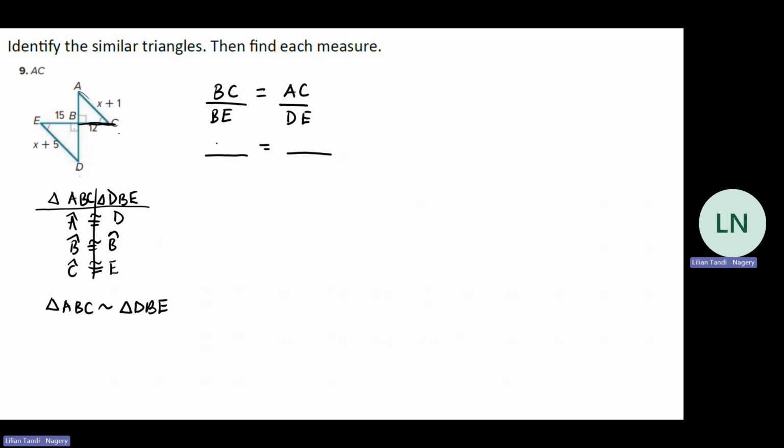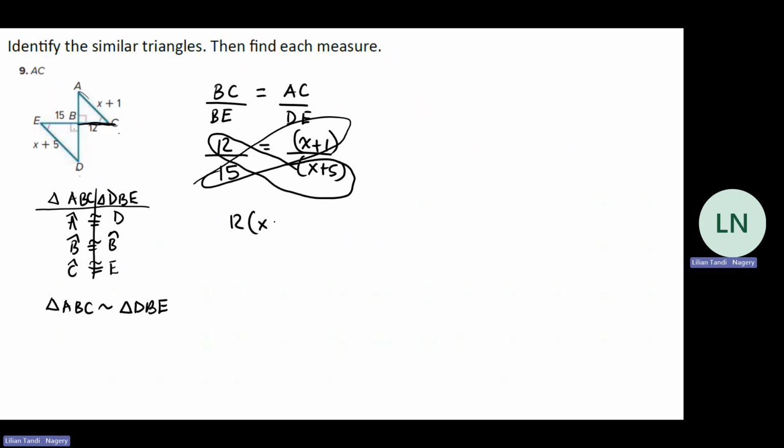So BC is 12, BE is 15, AC is x plus 1. I put them in brackets. And this one is x plus 5. Then I do the butterfly method. So then this will be 12 times (x plus 5) equals 15 times (x plus 1), which is 12x plus 60 equals 15x plus 15.